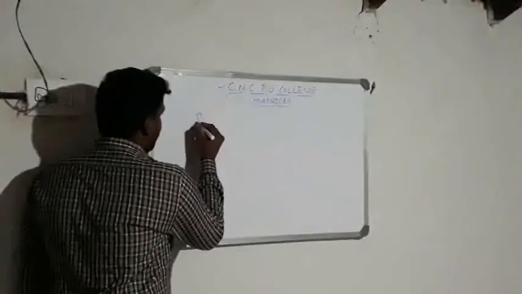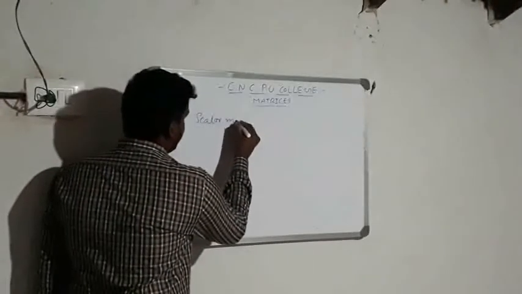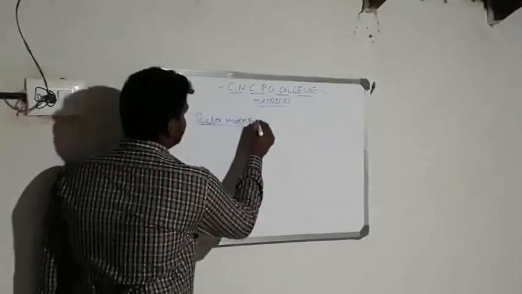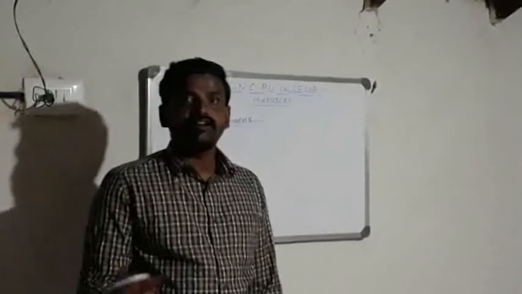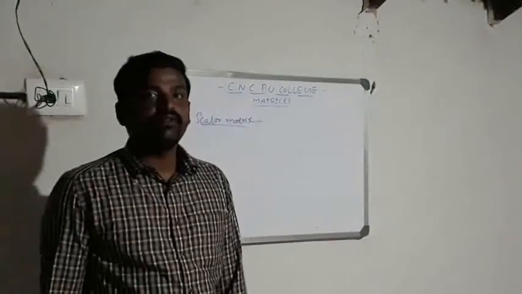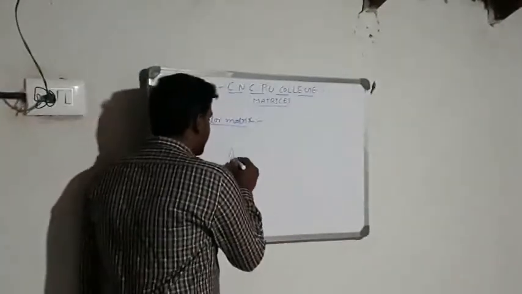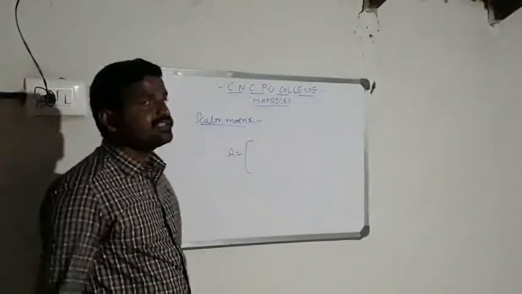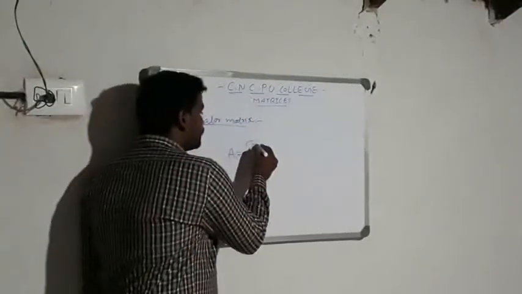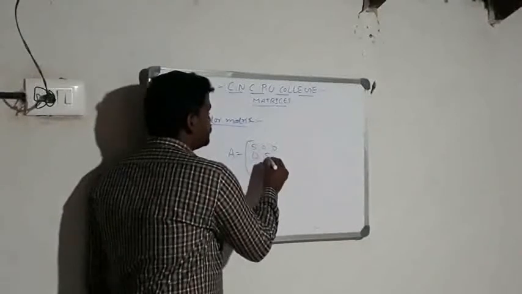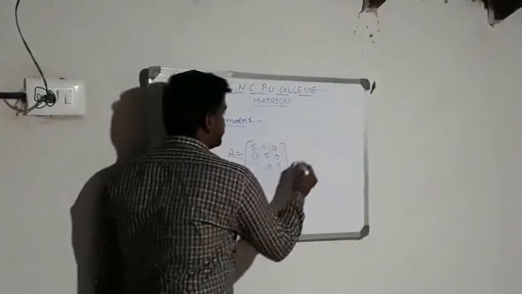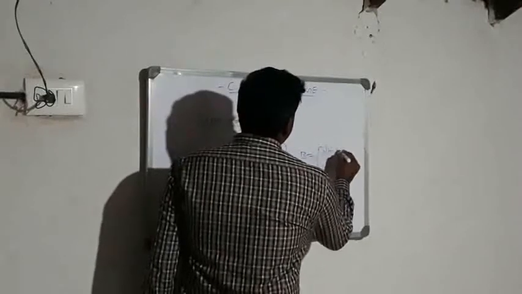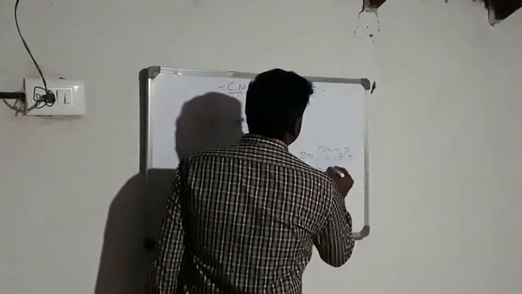Okay, next type of matrix, scalar matrix. A scalar matrix means a diagonal matrix. A diagonal matrix is said to be a scalar matrix if all diagonal elements are the same. A diagonal matrix means the non-diagonal elements are 0, and it is scalar if all diagonal elements are the same. For example, 5 0 0, 0 5 0, 0 0 5. Another example, matrix B is equal to root 2 0 0, 0 root 2 0, 0 0 root 2.